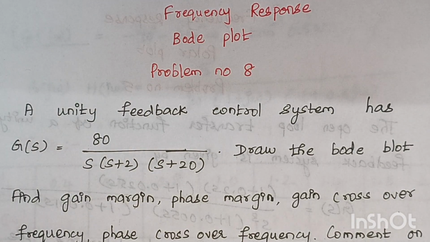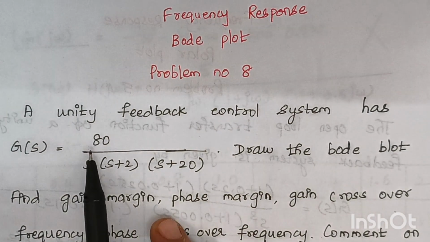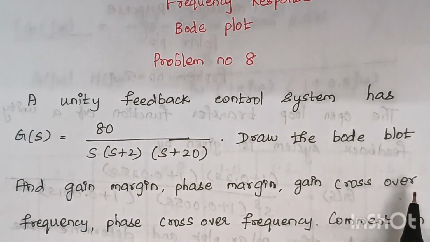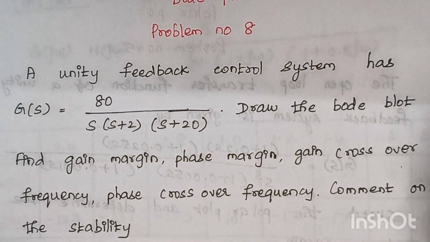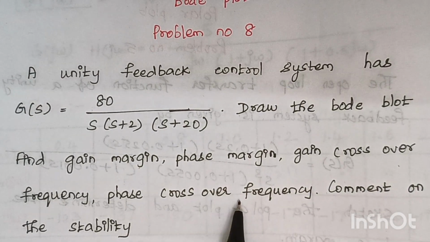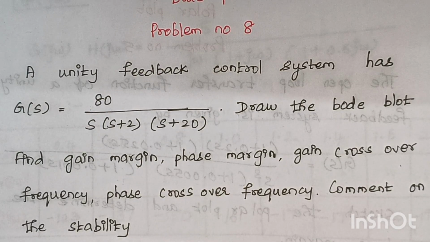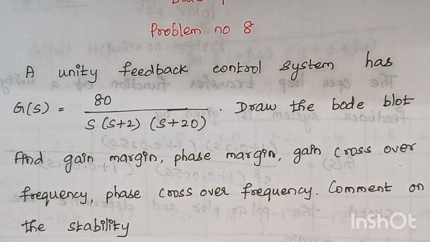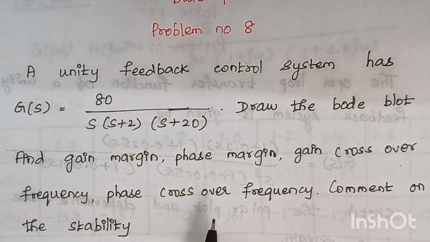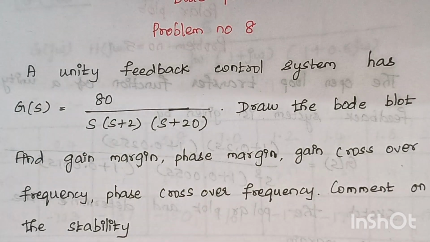Today we are going to solve problem number 8 under the topic BODE plot. The problem is: a unity feedback control system has this transfer function. Draw the BODE plot, find gain margin, phase margin, gain crossover frequency, phase crossover frequency, and also comment on the stability. So the initial step is we have to draw the BODE plot, and from the BODE plot we have to find out all the remaining factors which are asked here. And finally we have to tell whether the system is stable or unstable, right?